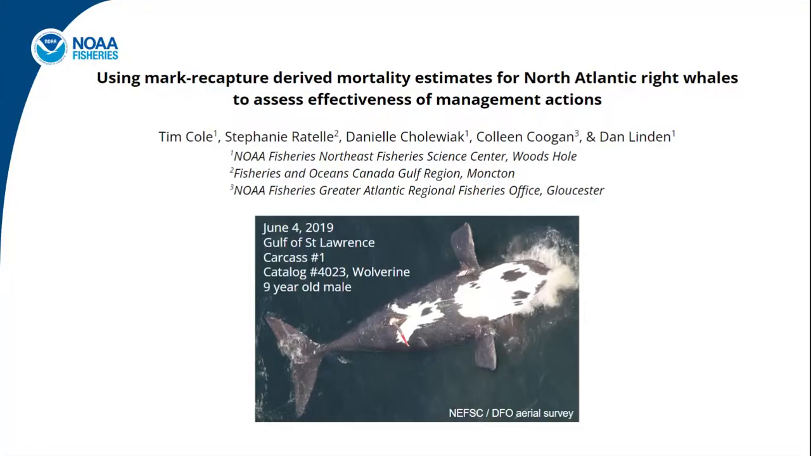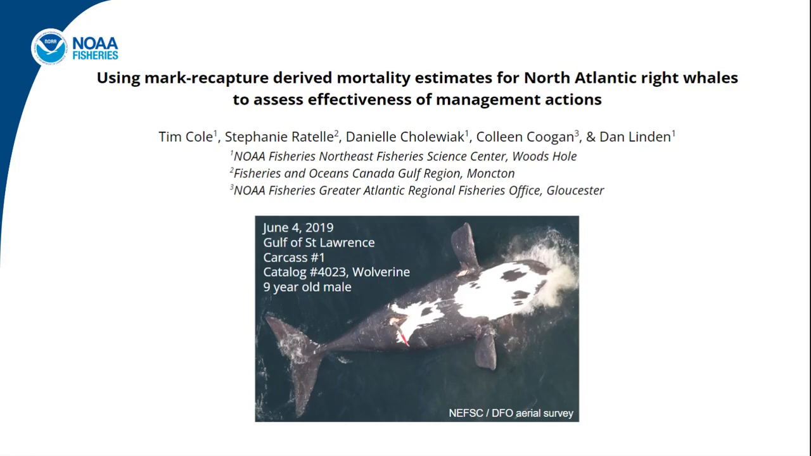Hi, I'm Tim Cole, and I'll be talking about using mark recapture derived mortality estimates for right whales to assess the effectiveness of management actions. In this talk, we're proposing the use of mark recapture derived mortality estimates to assess the effectiveness of management actions for reducing right whale mortality.